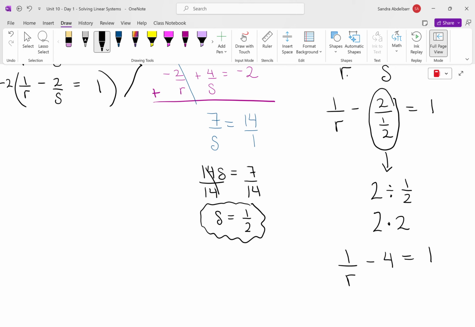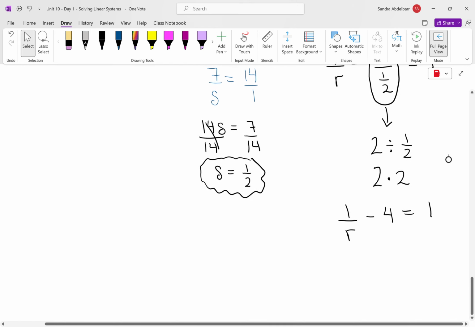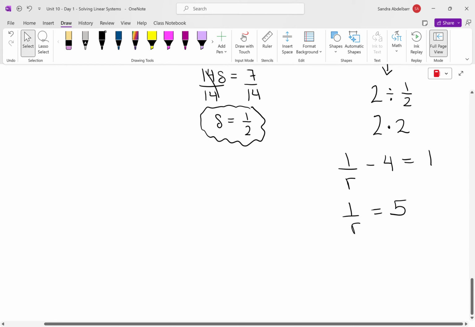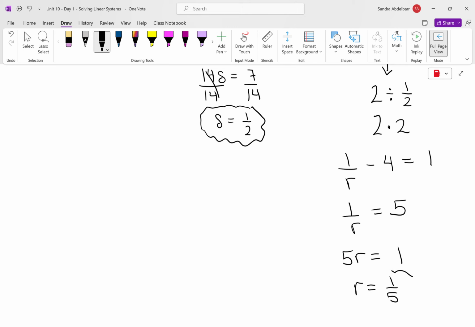Keep, change, flip. So what does that whole thing become? 4. So we have 1 over R minus 4 equals 1. I'm going to add that 4 over. 1 over R equals 5. Cross multiply. We get 5R equals 1. R is equal to 1/5. And that's our solution.